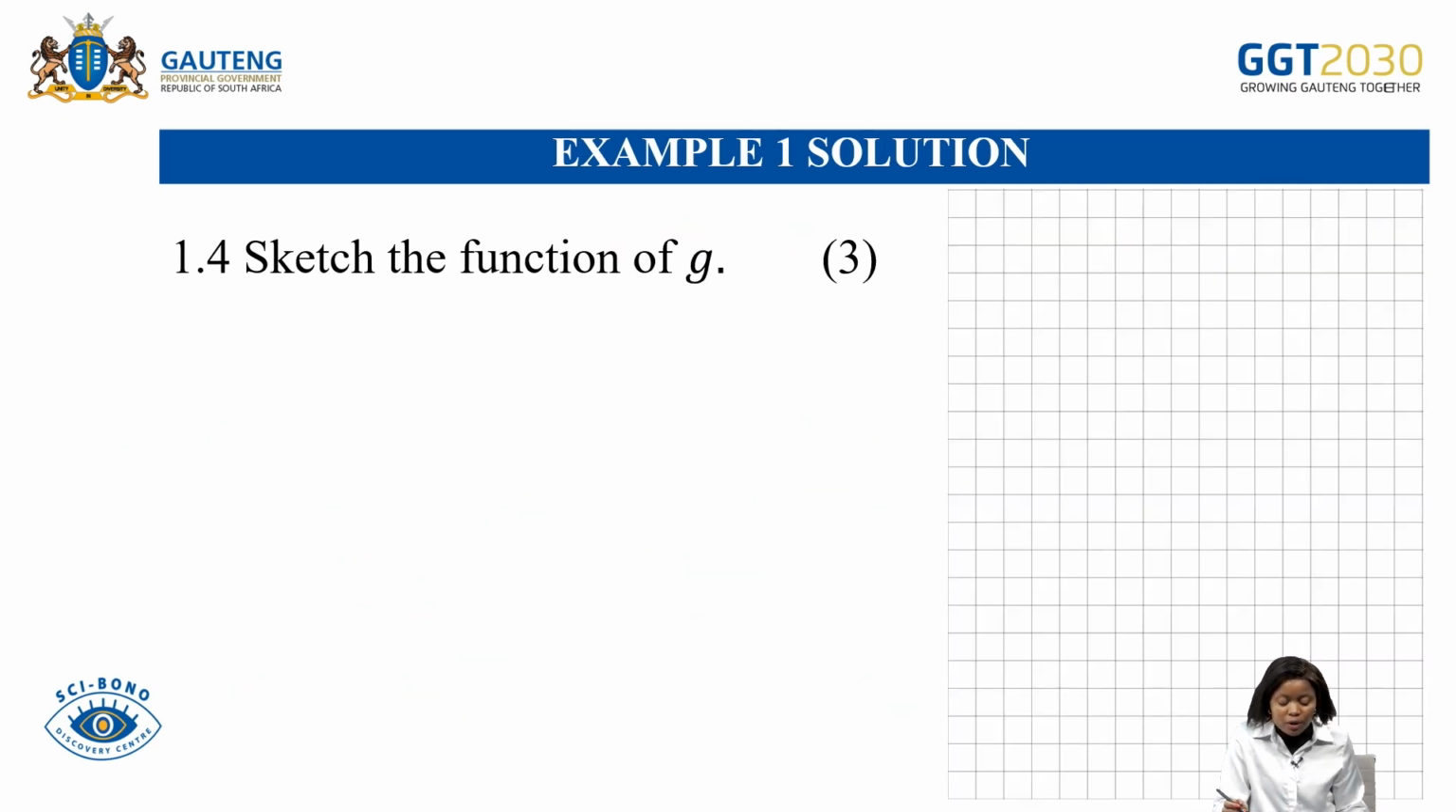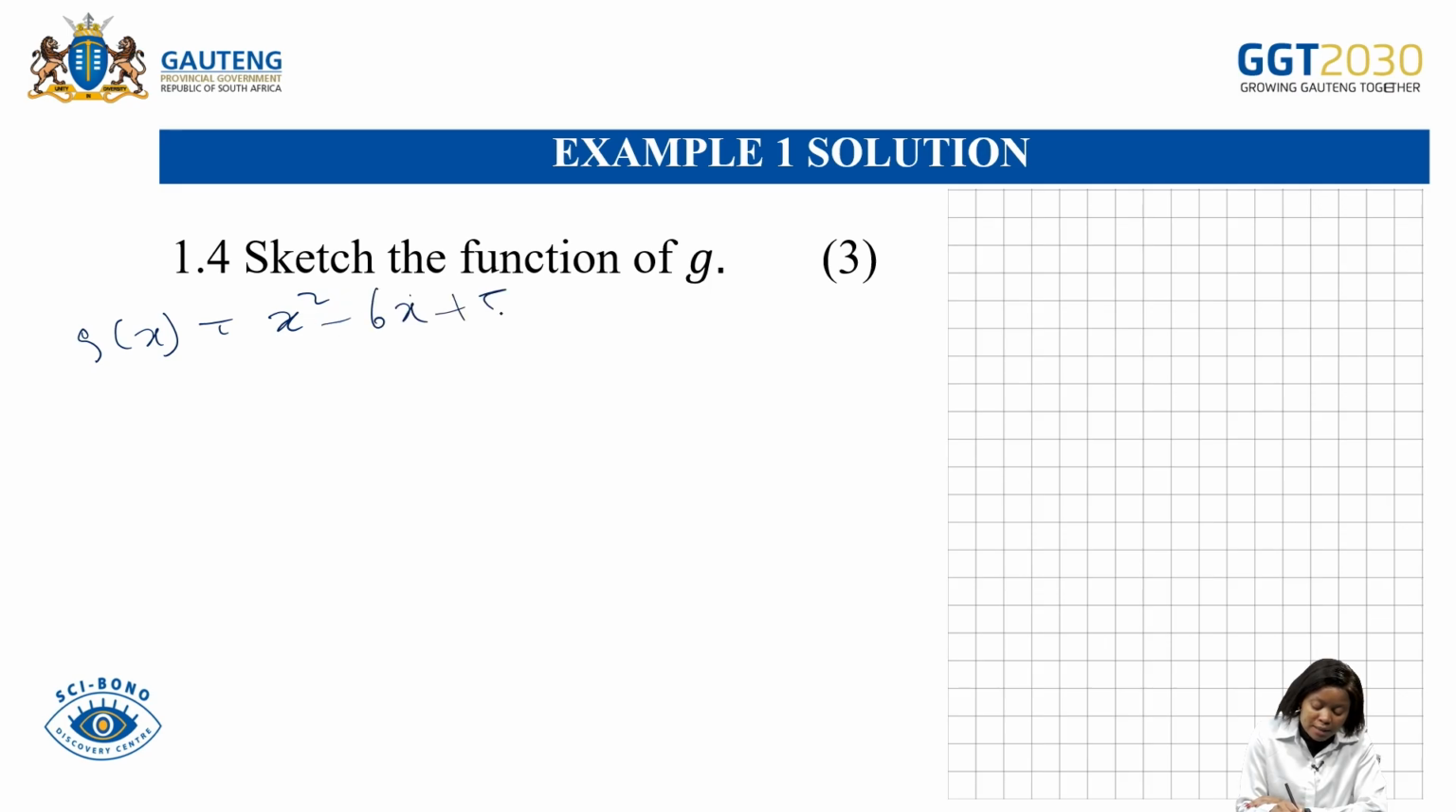Okay, and now the question says we need to sketch the function of g. So first things first, we know that g of x equals to x squared minus 6x plus 5, right? So as you can see here, the value of a is greater than 0. Your a is positive. So we said if your a is positive, then your graph is going to smile. It's going to be happy, right? So it means this is the shape that we are going to have.